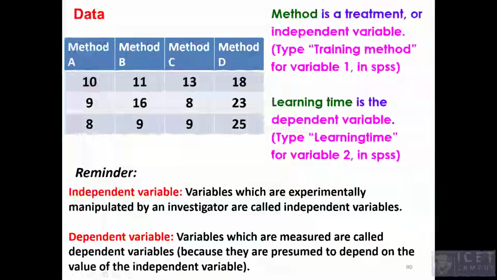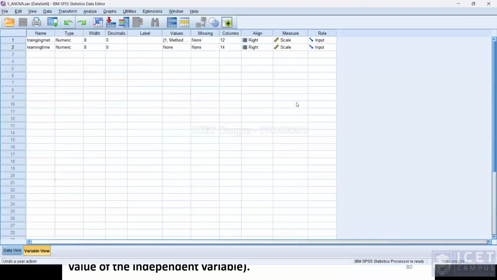One is method. Then we can define method A, method B, method C, method D as 1, 2, 3, 4. And the other one is learning time, right? So here we can enter the data. So there are two variables there. Yeah, there are two variables.